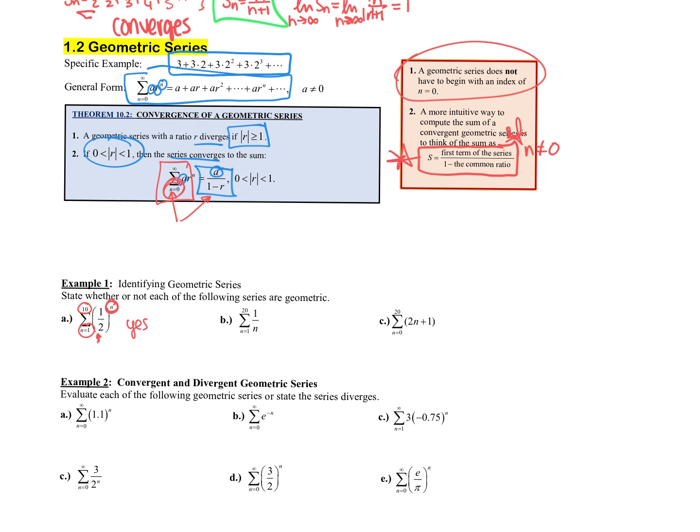Because it's a ratio raised to the nth power, this is a geometric series. B, however, is not a geometric series because we don't have a ratio raised to the nth power. n is in the denominator. This is actually called the harmonic series. And we'll talk about that later, but this is not a geometric series. And this one here is also not geometric because you don't have a ratio raised to the nth power.